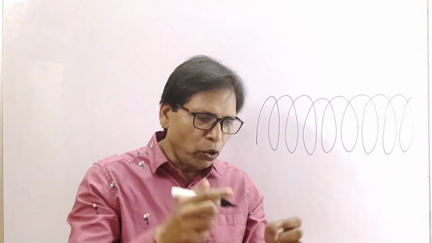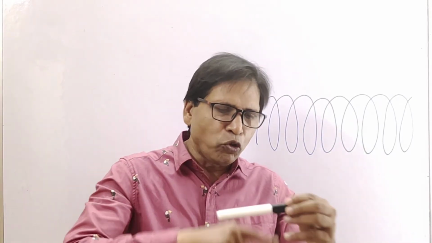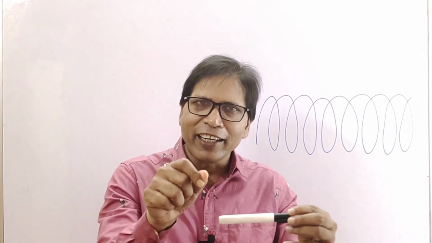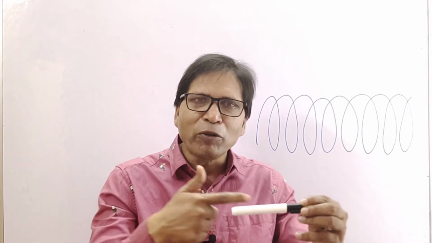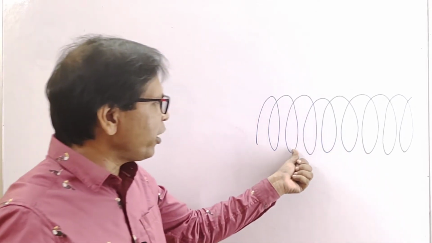Okay. Now magnetic field due to a solenoid. Look at this. This is a non-conducting frame. Look at this. If an insulated wire is wound on this in such a way that each turn is perpendicular to the axis of it, then it is called a solenoid.